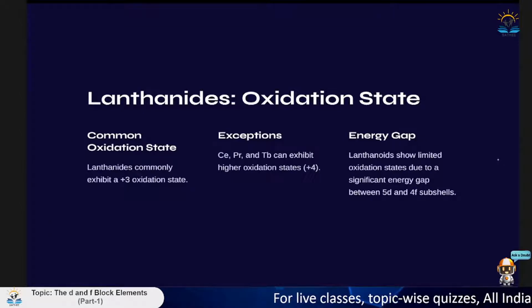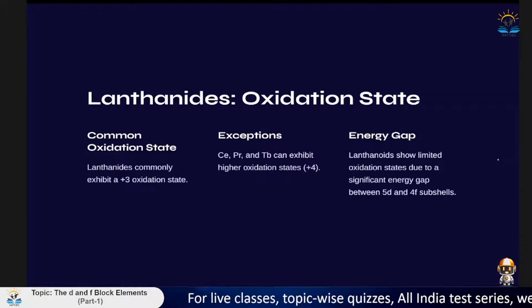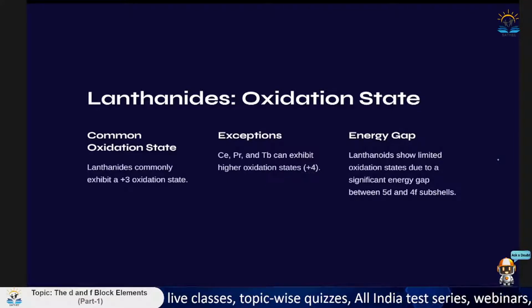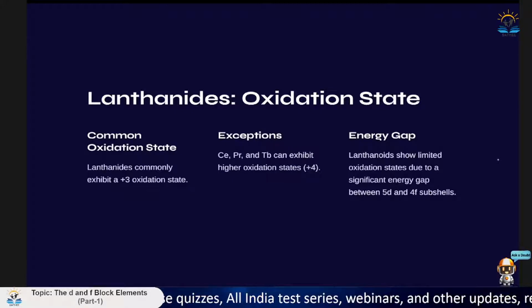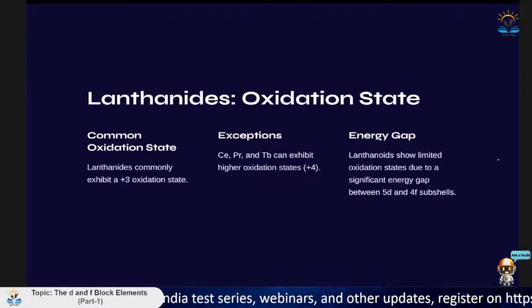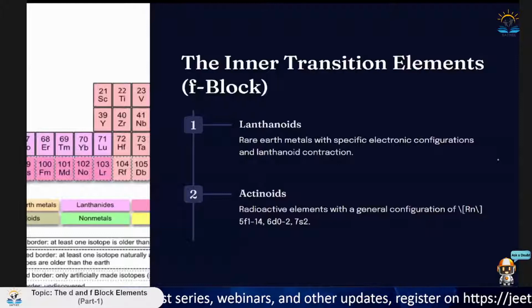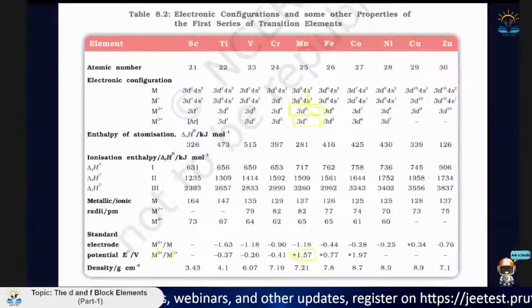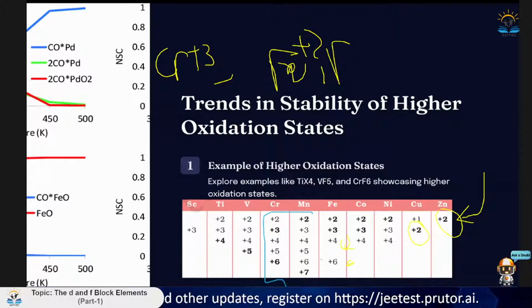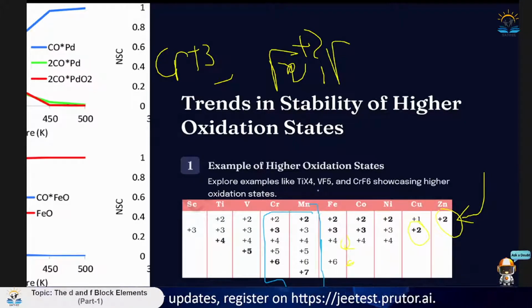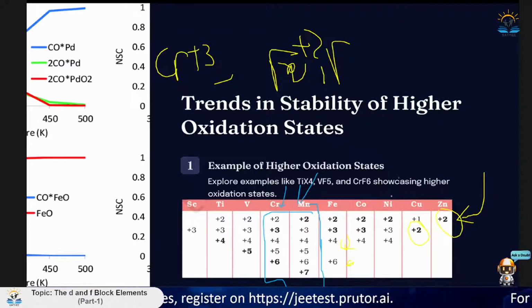Okay, and now lanthanoids have a common oxidation state of +3, and they can exhibit higher oxidation states also. And the thing is, comparatively, we see that lanthanoids show a very small range of oxidation states. If we go back to our D block elements, you can see they show a variety of oxidation states. Like if you see manganese, chromium, even nickel, right?